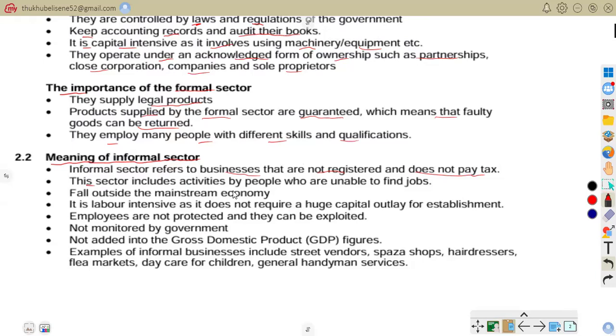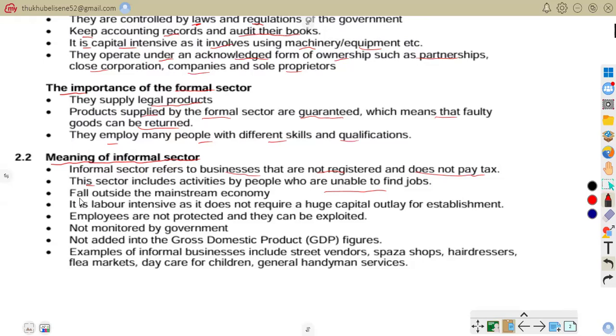This sector includes activities by people who are unable to find jobs. So it means it includes people who cannot find formal jobs. Many people start small businesses to survive. You can just start a small business selling snacks just to survive.